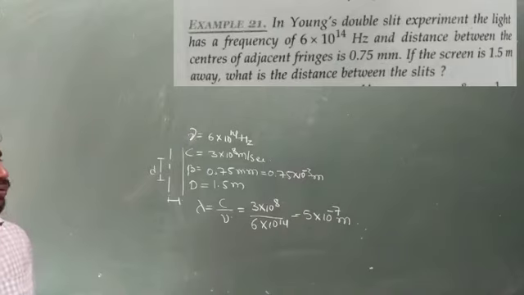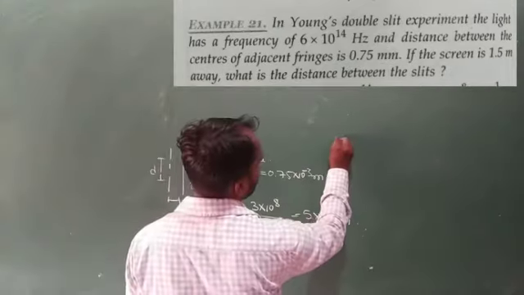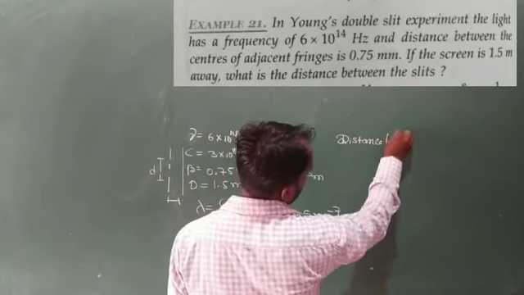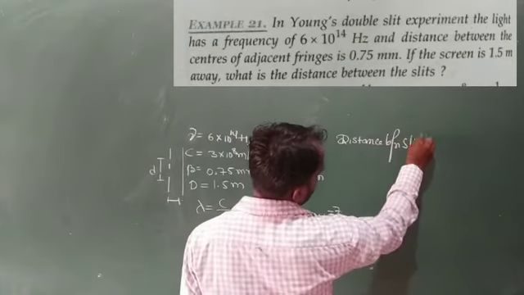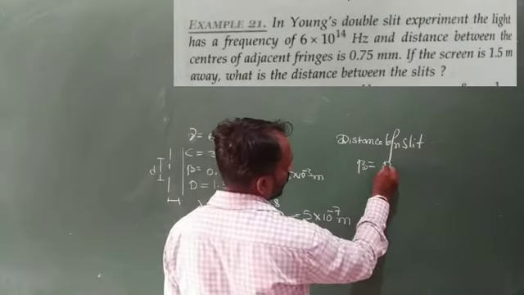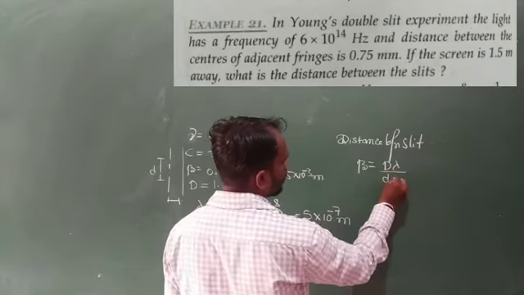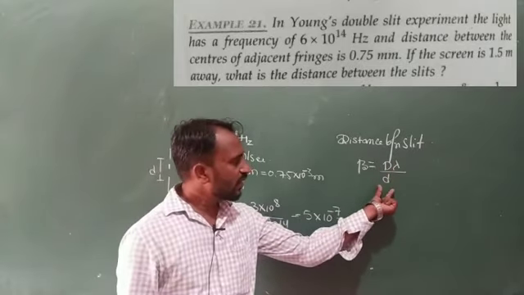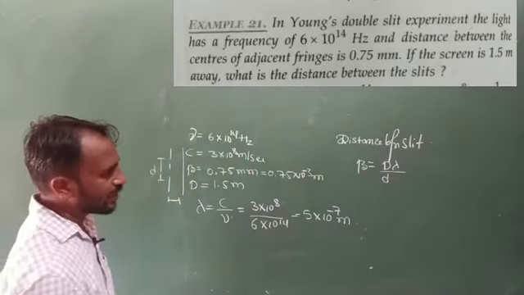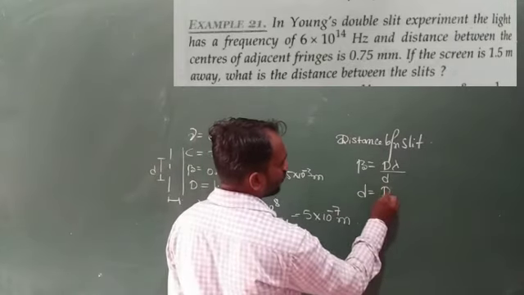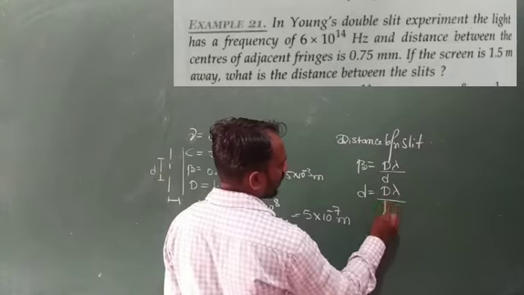Next we want to calculate the distance between the slits. We know the formula: beta is equal to D lambda divided by small d. Fringe width is equal to the distance between slit and screen times wavelength, divided by the distance between two slits. We want to calculate the distance between the slits, which is equal to D lambda divided by beta.